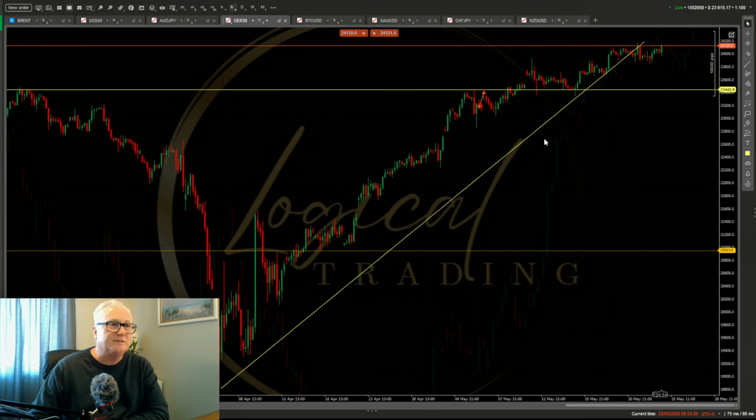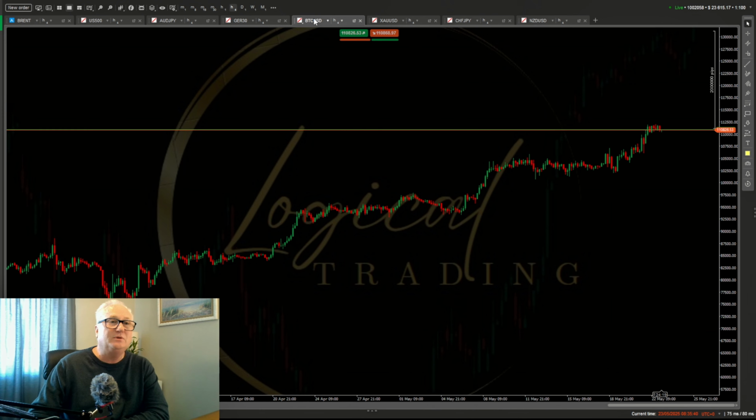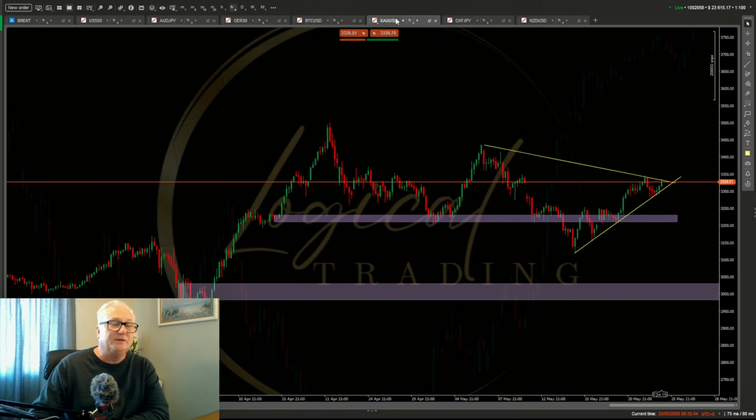Germany 30, it's in that trend. It's broken through to the side. And now it's going sideways. But it has broken the trend, and it is setting a double top. It is telling you that it's actually going bearish. It's giving you all the information that you could possibly need in a trade.